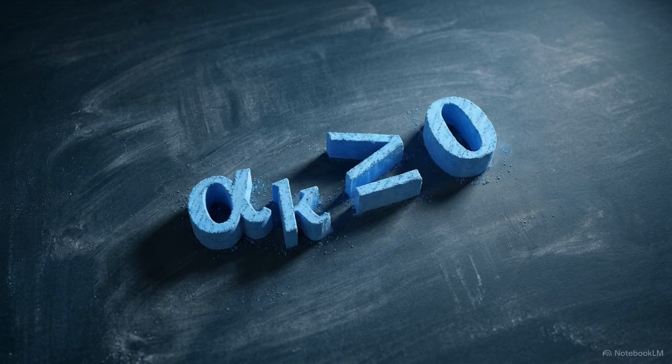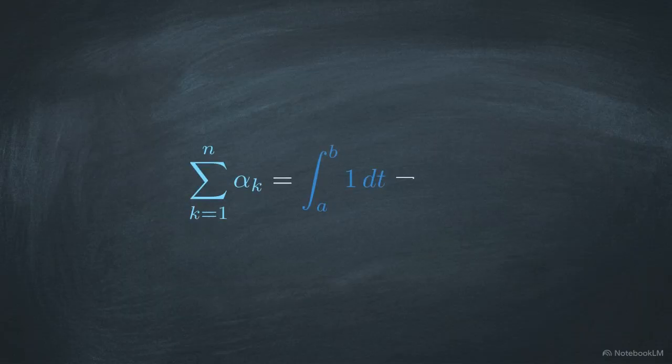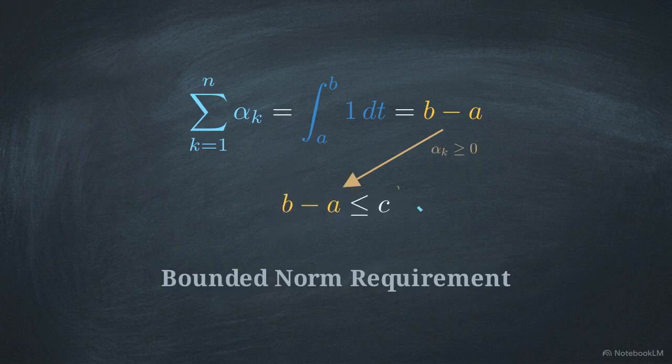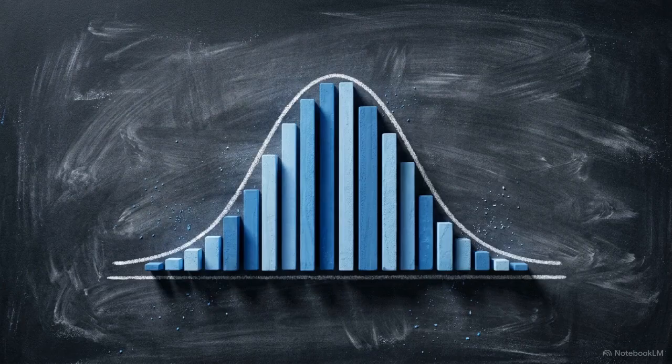If a method uses only non-negative coefficients, the sum of those weights will always equal the exact integral of the constant 1. As a result, the bounded norm requirement is automatically satisfied. Because Simpson's rule utilizes strictly positive weights, it satisfies Steklov's theorem. This mathematically guarantees the algorithm will converge to the true area without failing.